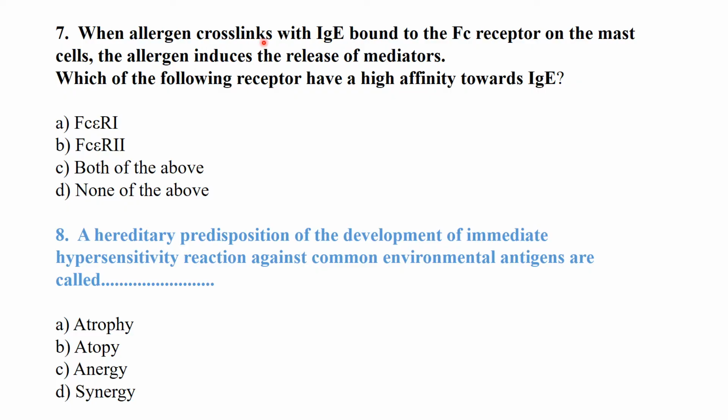When allergens cross-link with IgE bound to the Fc receptors on the mast cells, the allergens induce the release of the mediators. Which of the following receptors have high affinity towards IgE? So receptor Fc epsilon R1 has high affinity towards IgE.